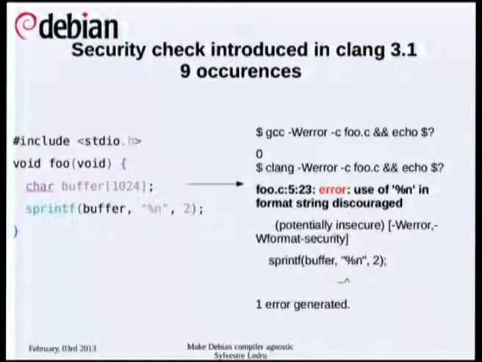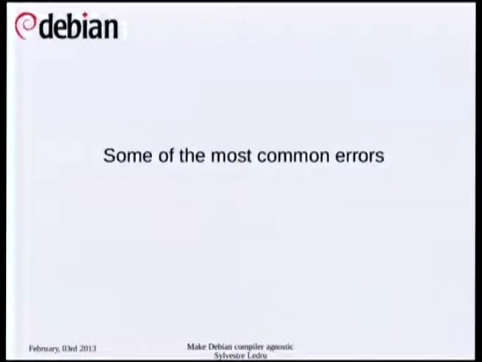Clang has introduced since version 3.1 some security checks. So obviously the error here is quite obvious, and Clang is able to detect this error and fail the build. We have 9 packages in the archive currently failing because of that. It is usually an important security issue.